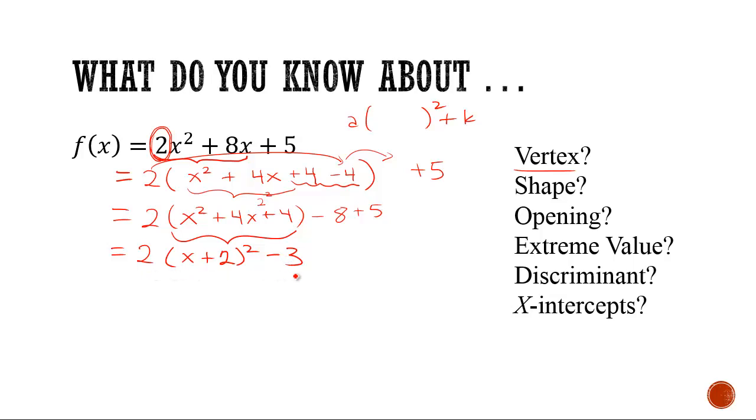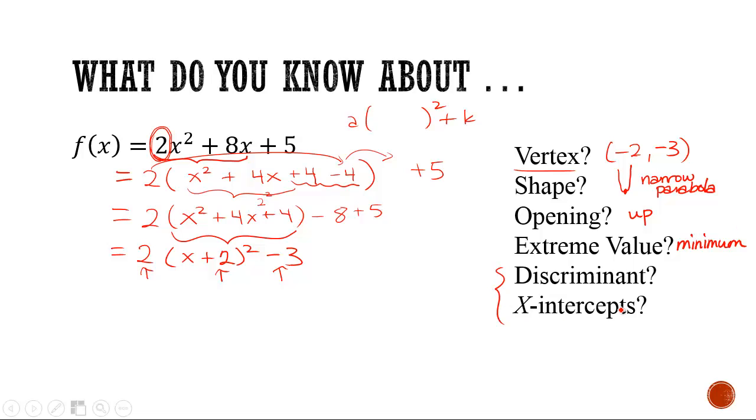Great, so this is a little more informative. It tells us the vertex is negative 2, negative 3. It tells us the shape. It's all multiplied by 2, so it's a narrow parabola. It tells us about the opening, that it's opening up, not down. And it tells us, because it's opening up, that it has a minimum. And that'll be useful in our optimization.